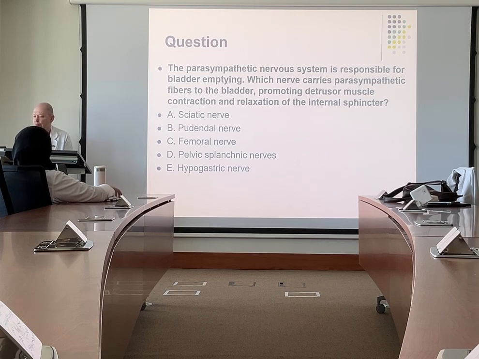Next one. The parasympathetic nervous system is responsible for the bladder emptying. We are talking about the micturition reflex, right? Which nerve carries parasympathetic fibers to the bladder, promoting the detrusor muscle contraction and relaxation of the internal urethral sphincter? D will be correct. Pelvic splanchnic nerves.